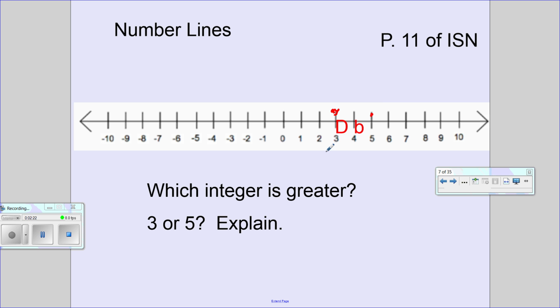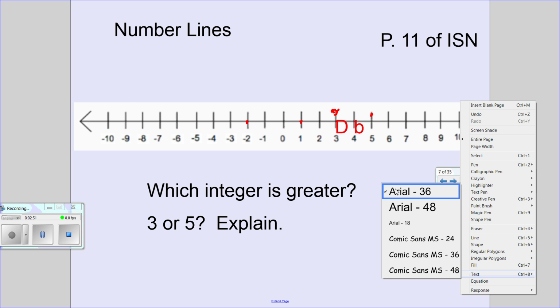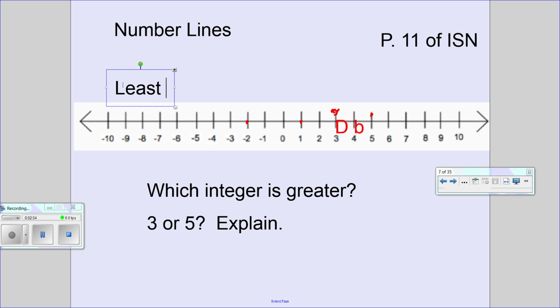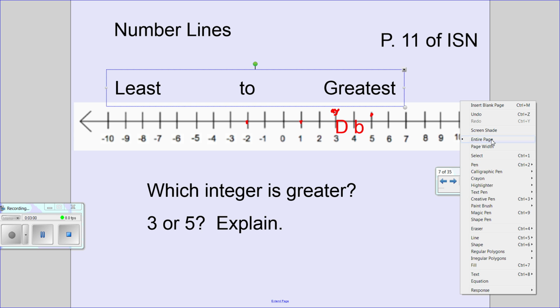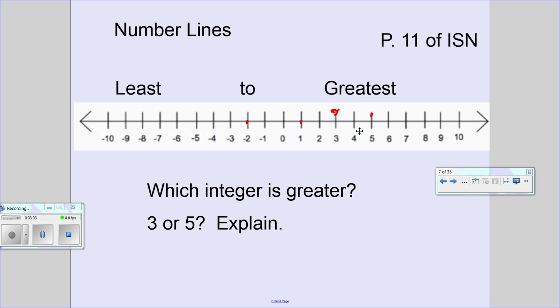For example, how do you know 1 is bigger than negative 2? Well, of course, 1 is positive and negative 2 is negative. Some people say, well, if it's farther from 0, it will be bigger, it will be greater. But if you look at it, isn't negative 2 farther from 0 than 1? So that means negative 2 must be larger. What can we say about a number line? Well, a number line goes from least to greatest.